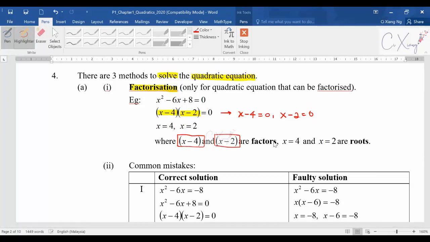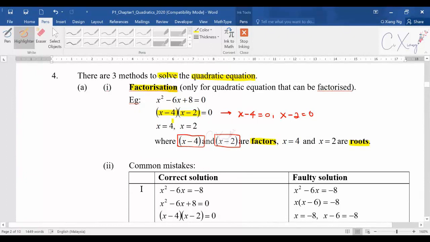The x minus 4 and x minus 2, these two brackets, we call them factors. Please make sure you know this word, because sometimes in the questions they want you to find the factors. When they talk about roots or solutions or the value of x, x equals 4 and x equals 2 are the roots. These two words are very important, so make sure you know the difference, especially factors. A lot of students don't know what a factor is. The bracket itself, this whole bracket, we call a factor.